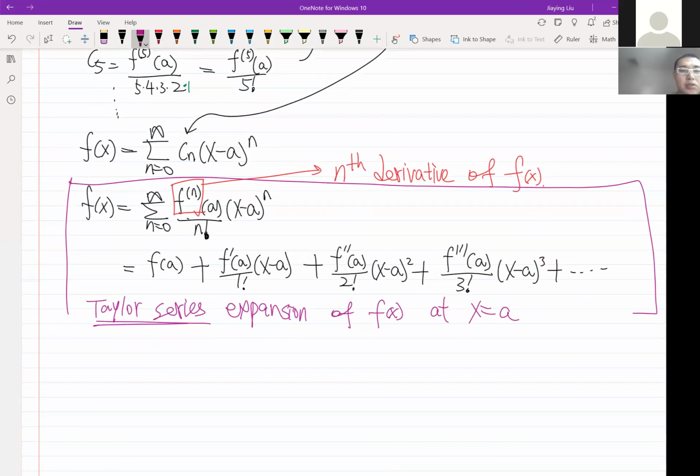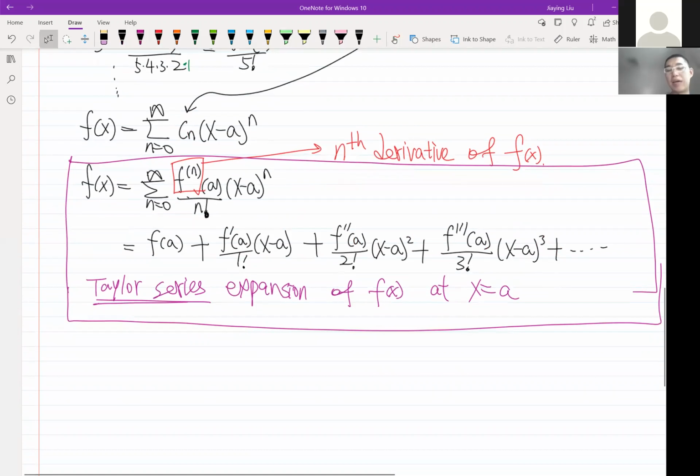So whenever you see someone talk about Taylor series expansion, you know what they talk about. They talk about this expansion. I'm going to go through a couple of examples. I'm going to go through one example now to show you how to get this.